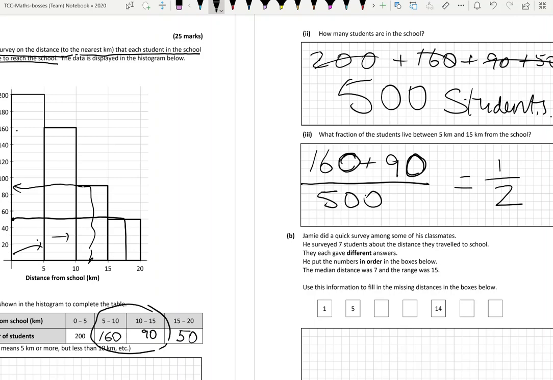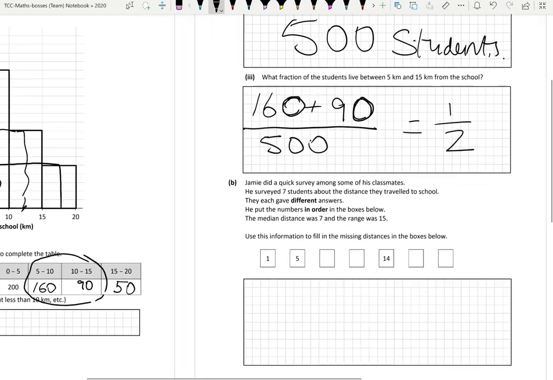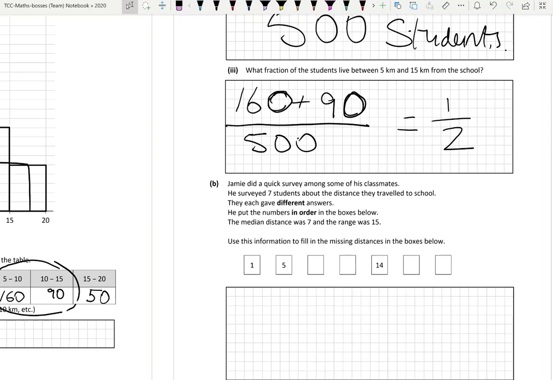Now it's a different topic in question B, but we're just going to keep going for simplicity's sake. This topic, well, it's still statistics, but it's a mean, median, and mode kind of question. So let's read it. So Jamie did a quick survey among some of his classmates. So this isn't the whole class.